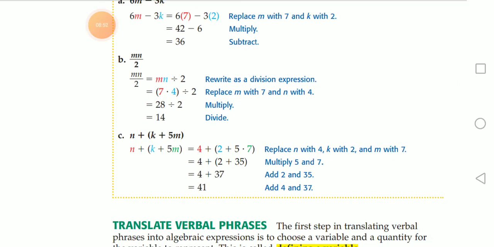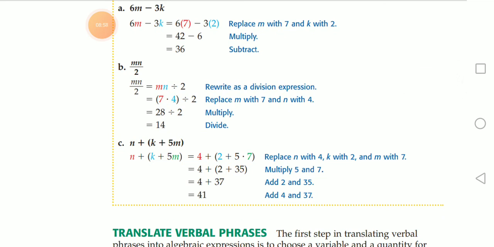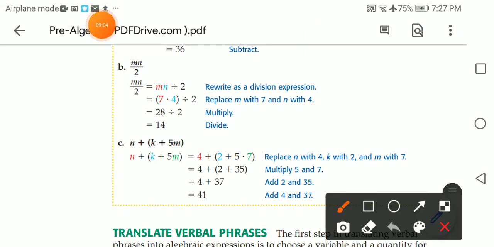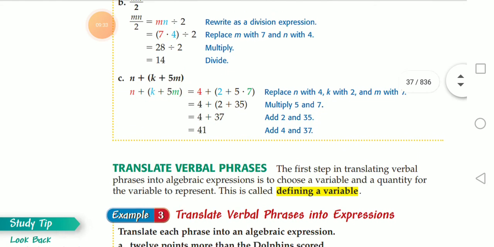And then this one, mn over 2, means rewrite as a division expression. This is the step. So mn over 2 means mn divided by 2. Substitute, replace: 7 times 4. I can use the dot notation here. Divided by 2. I have brackets here. Don't forget, if you have brackets, do it first. So 4 times 7 gives you 28. Then 28 divided by 2 gives you 14.